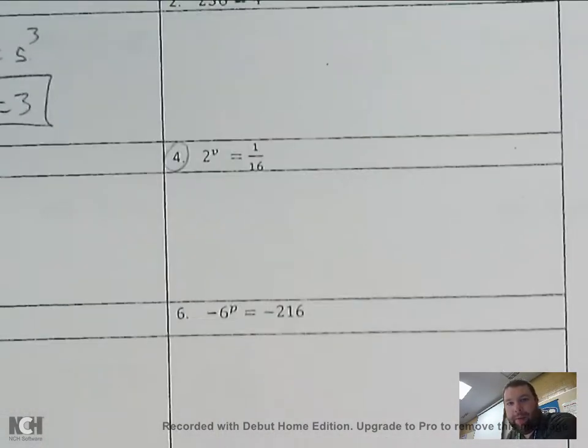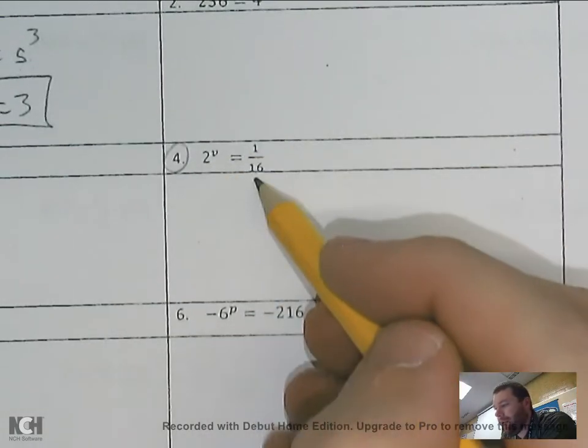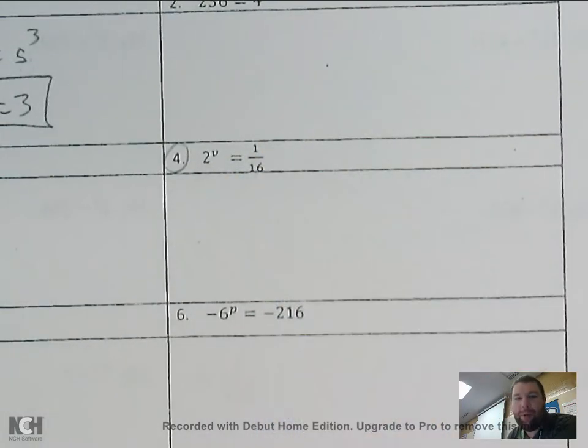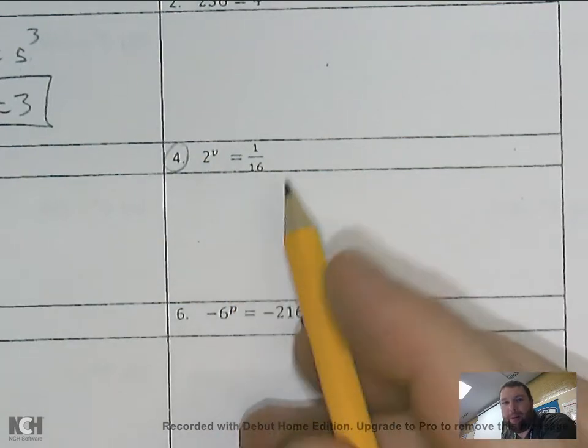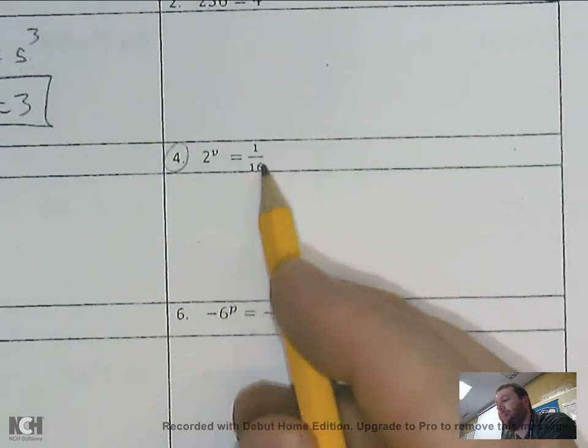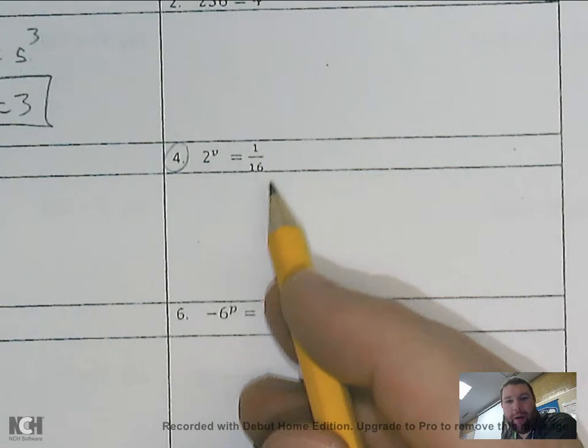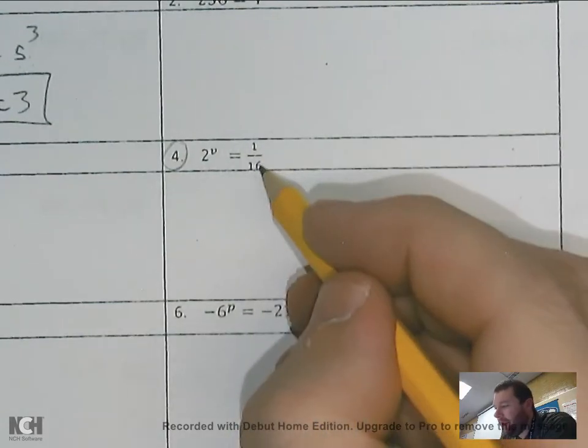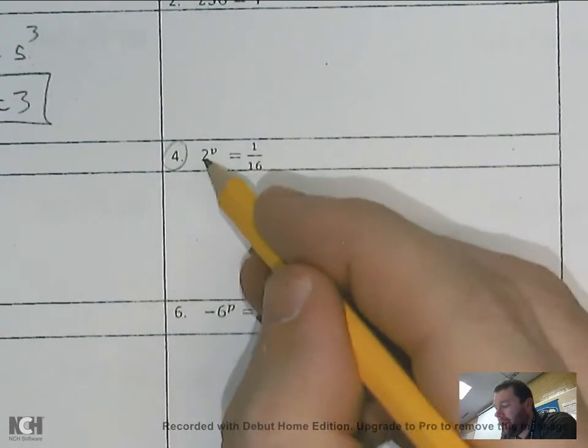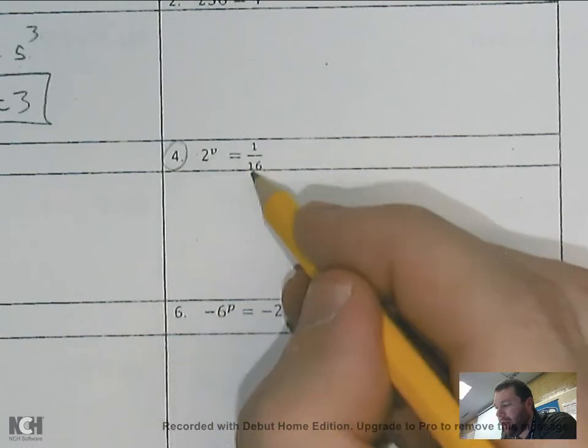For this one, I'm trying to get this to a base of 2. Now I know this is a fraction, and we'll get to that. This is going to involve one of our exponent rules that we already talked about earlier. But let's start by just breaking this down to a like base.